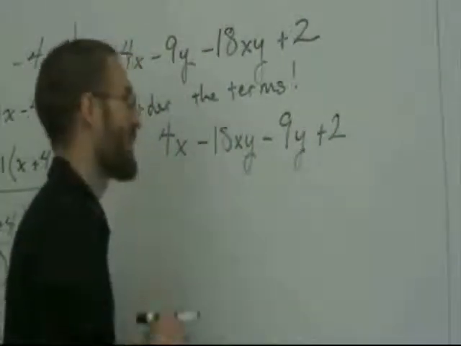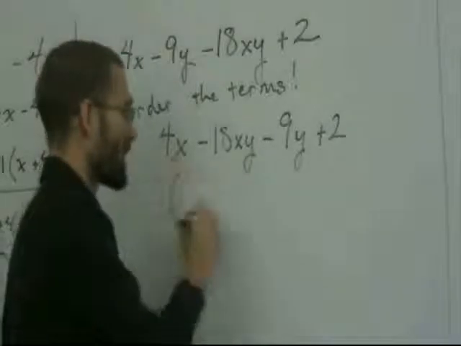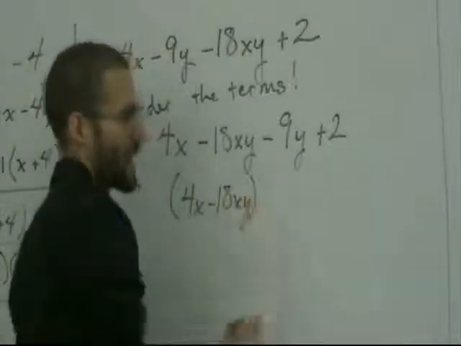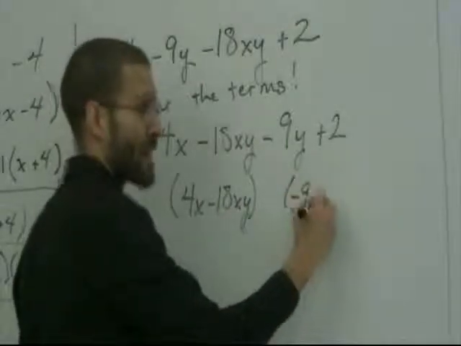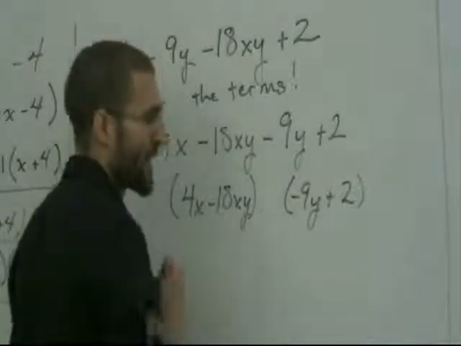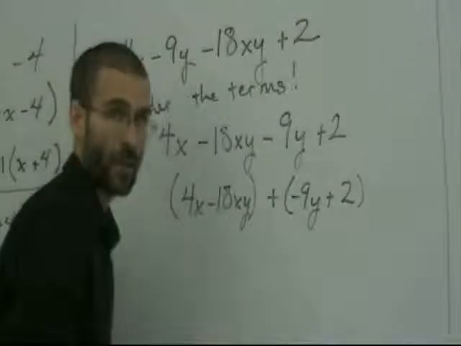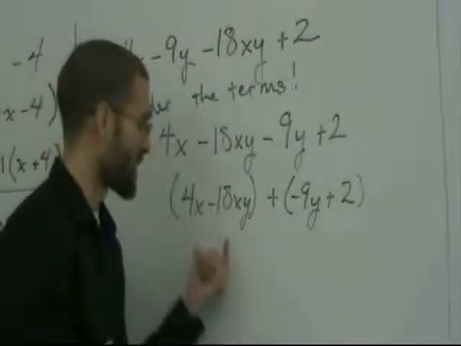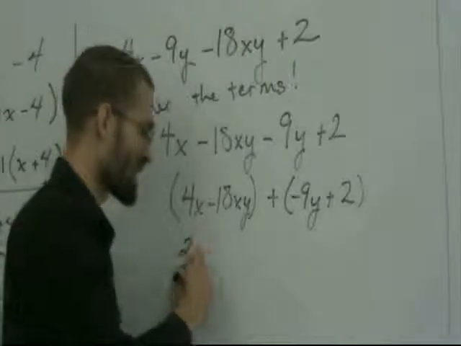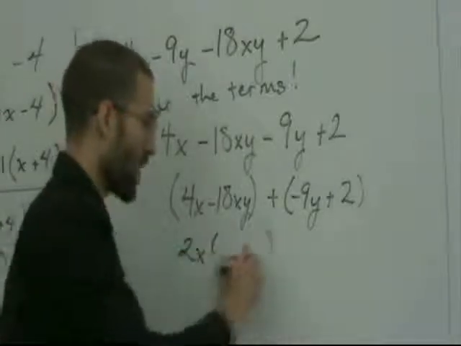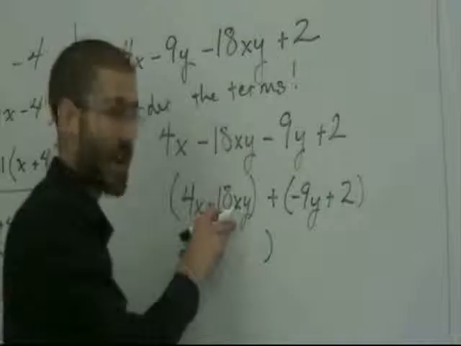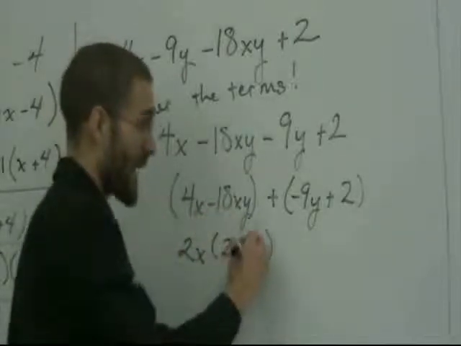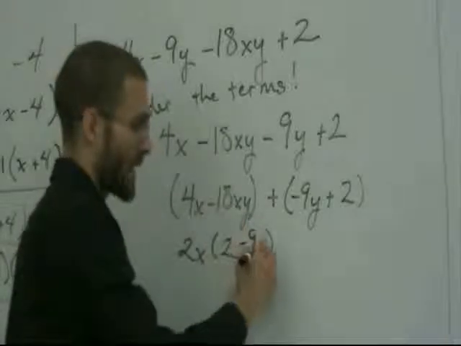And now I try and factor by grouping. So again, put the first two terms in parentheses. And again, put the last two terms and their signs in parentheses. And again, put a plus sign in between. This time, when I see what's in common in my first set of terms, I actually have a 2x in common. What's left over when I divide out by 2x? I'll just be left with a 2 and a minus 9y.